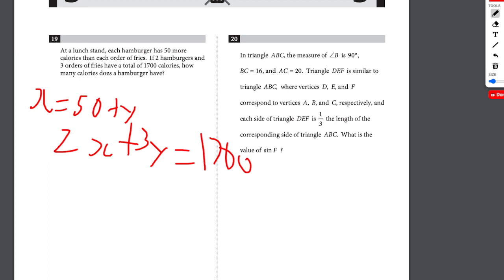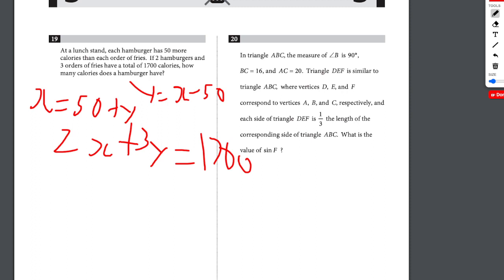We've got to solve for x. Okay, so to solve for x, what would be the easiest thing to do? I guess rewrite this equation. We can see that y is equal to x minus 50. Okay, good.